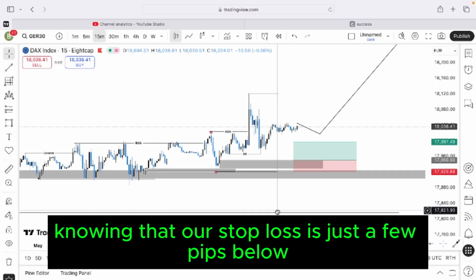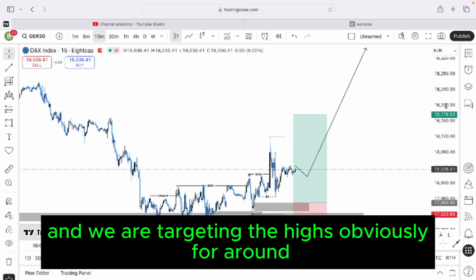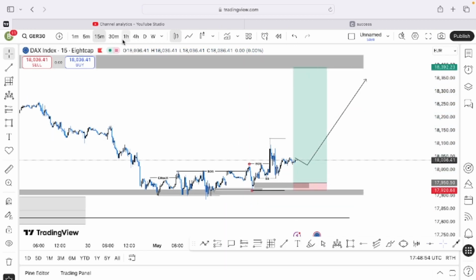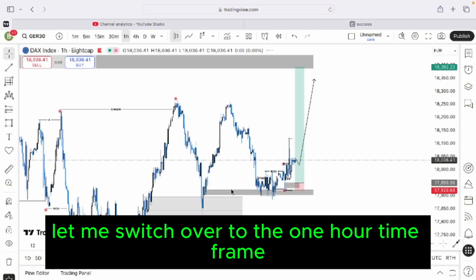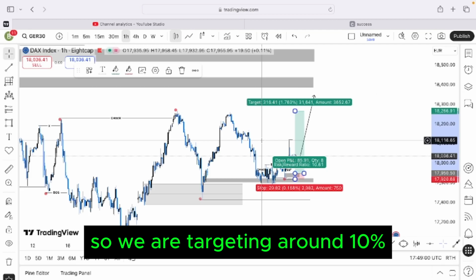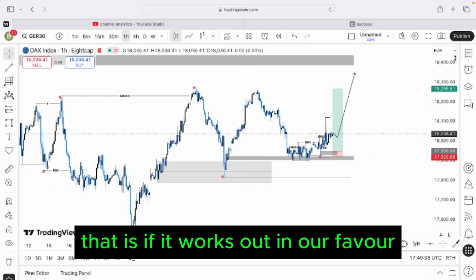And now we can expect some buying opportunities from that point, from this area here, knowing that our stop loss is just a few pips below, and we are targeting the highs obviously for around, let's just check, let me switch over to the 1 hour time frame so that we can refine our area. So we are targeting around 10%. That is if it works out in our favor.